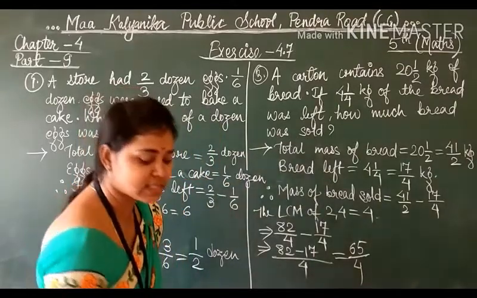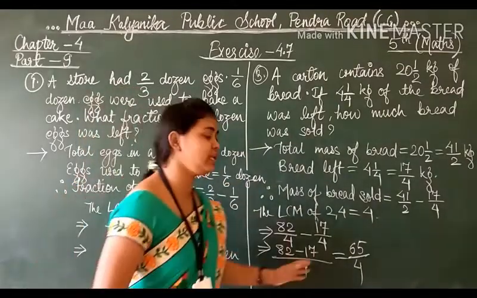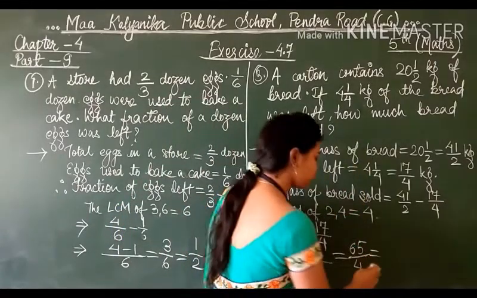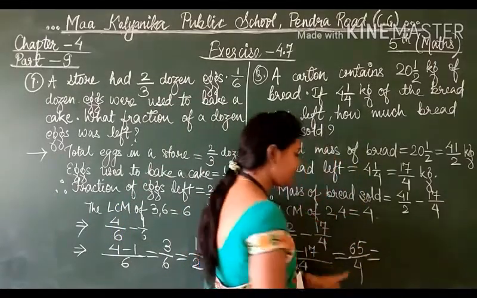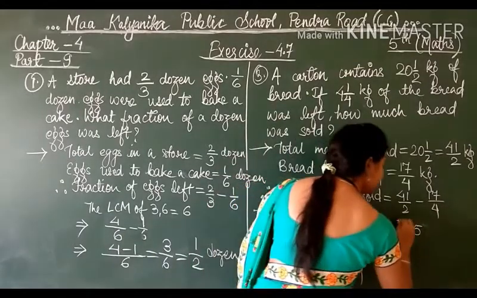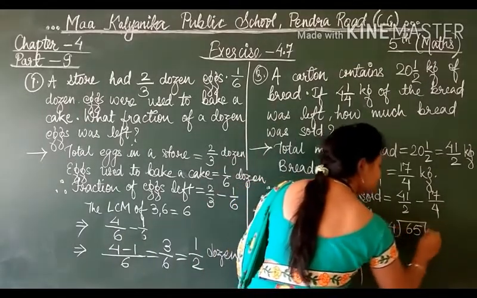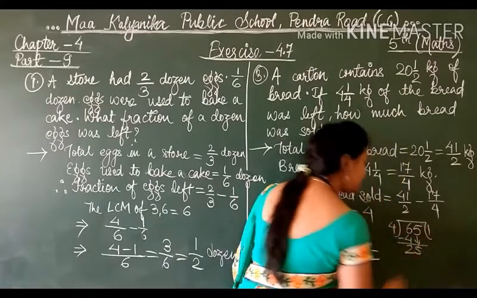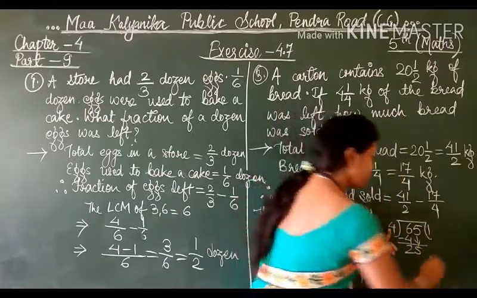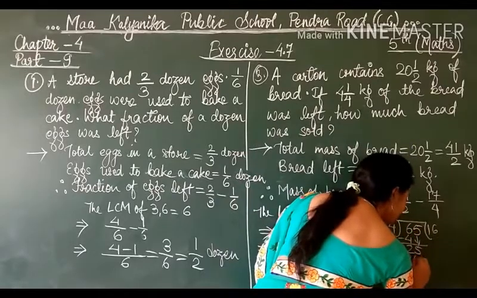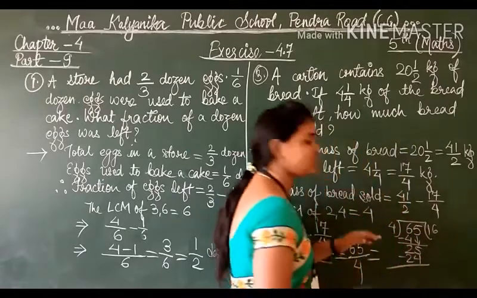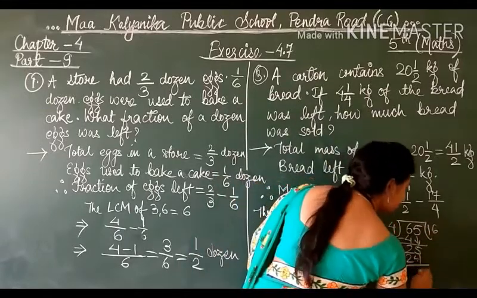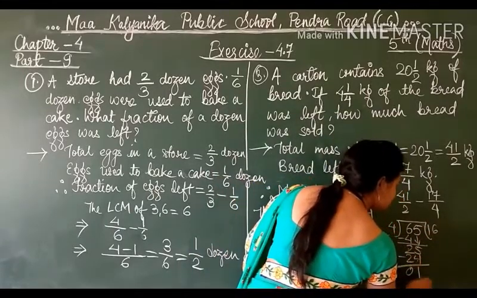But students, 65 by 4 is still incomplete, so we will convert it into a mixed fraction. How to convert? I had told you, once again I am telling. So see here, 65 divided by 4. 4 ones are 4, 2 is left. Now 5 will be carried down. So 4 sixes are 24. 7 we will not take because 7 will be more than 25. So 4 sixes are 24. 25 minus 24 is 1, 2 minus 2 is 0.